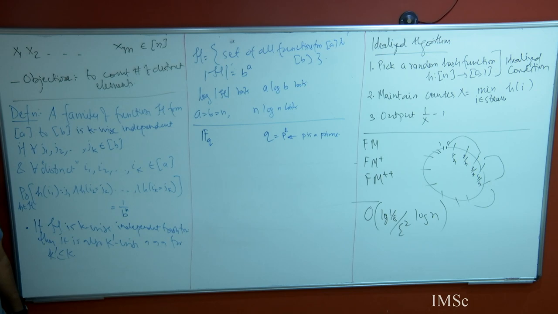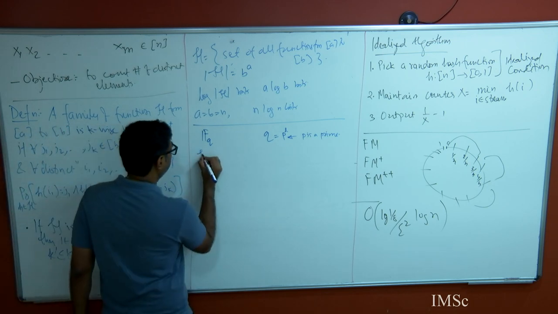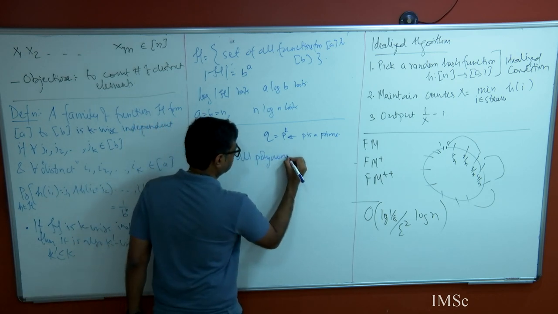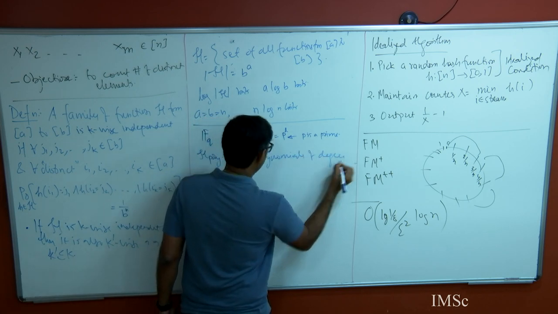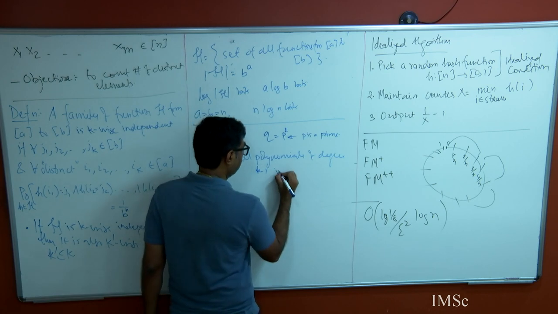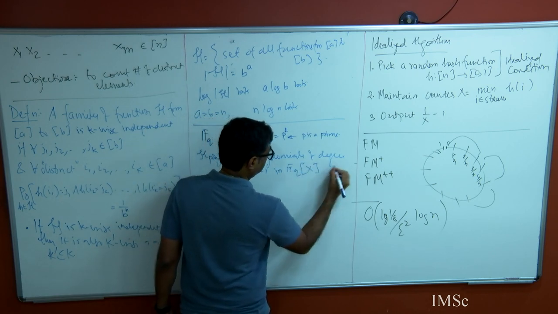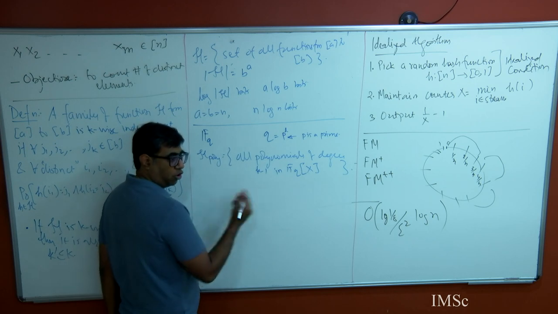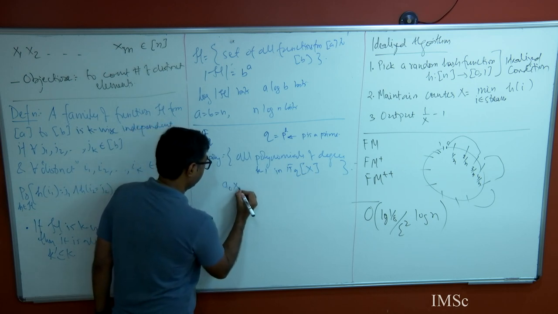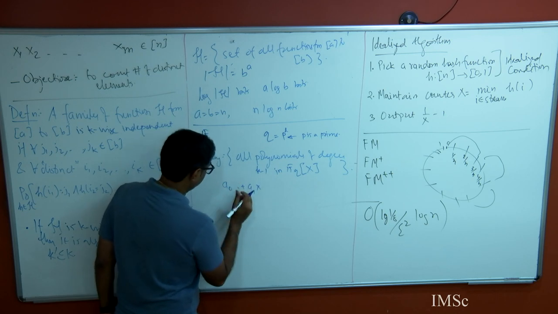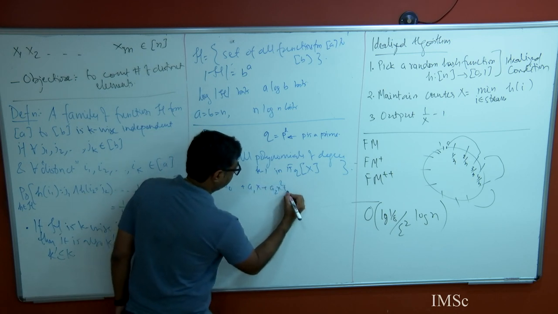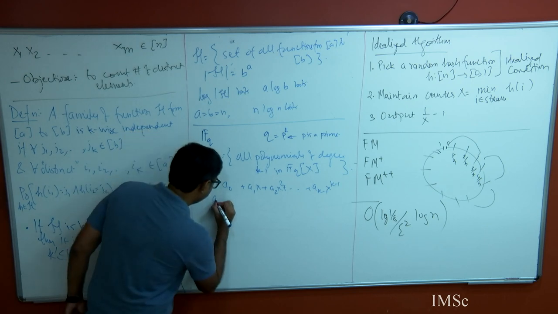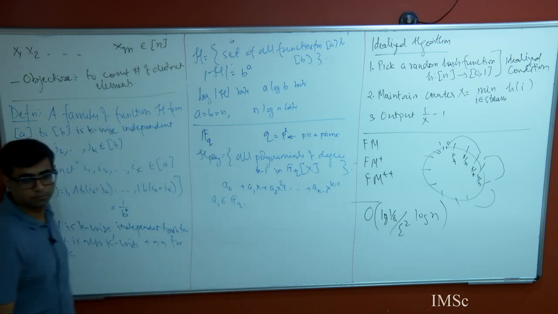Okay? So now I'm going to take, what is H poly? I'm going to take H poly, all polynomials of degree k minus 1 in Fq of x. What is the meaning of this? It's a polynomial in variable x. So it will be like a0, a1x, a2x squared, dot, dot, dot, ak minus 1, x to the k minus 1. So it's a degree k, right, where each ai belongs to Fq, okay?